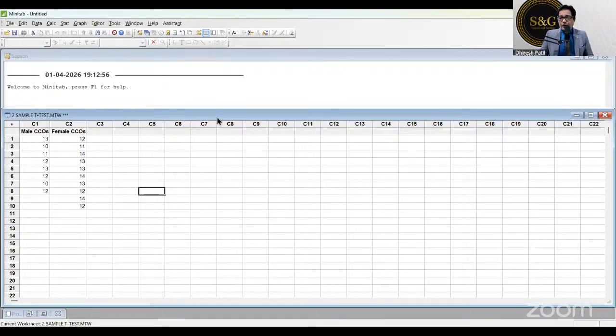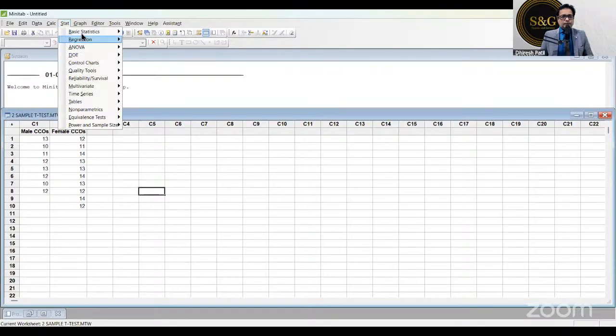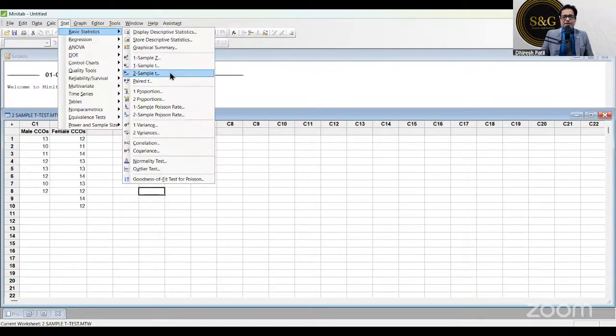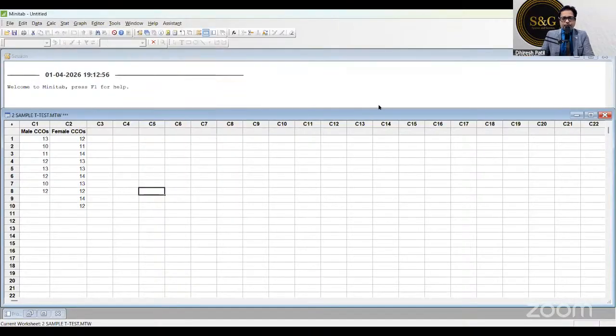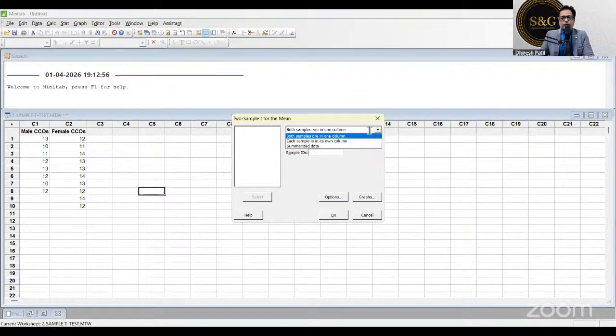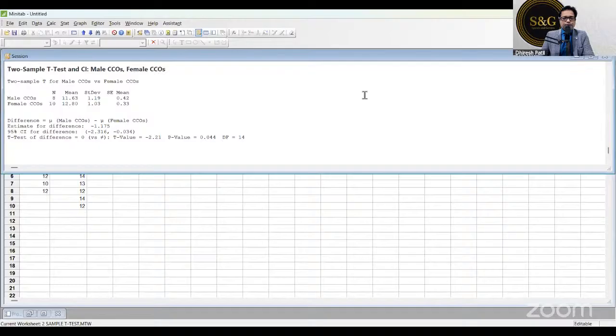Okay. So how do we go for it? Go to Stat, go to Basic Statistics, 2 sample t-test. Everybody follow this path, please. Stat, Basic Statistics, 2 sample t-test. Click on that. In the drop down menu, select the second option, each sample in its own column. In sample 1, select male CCO, sample 2, select female CCO, and click on OK. Everybody got it? Just give me yes in the chat box.